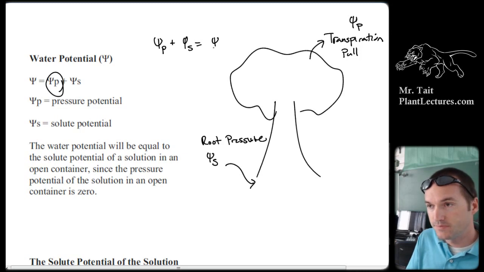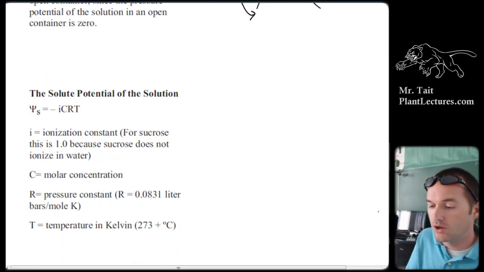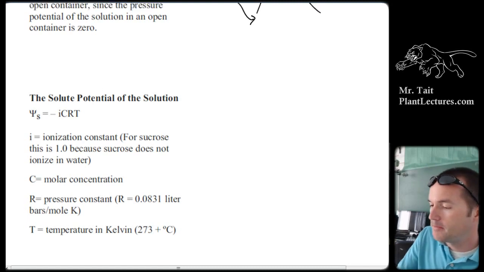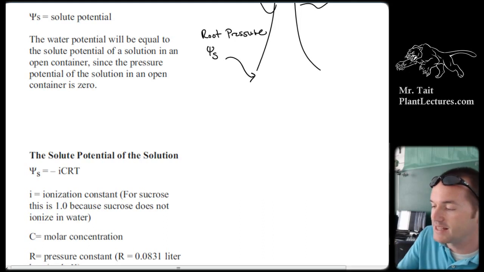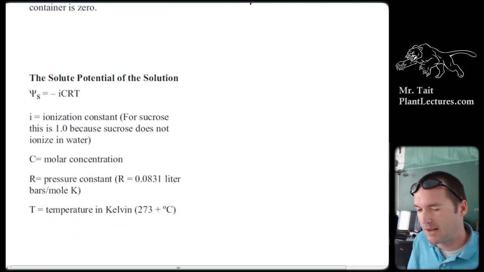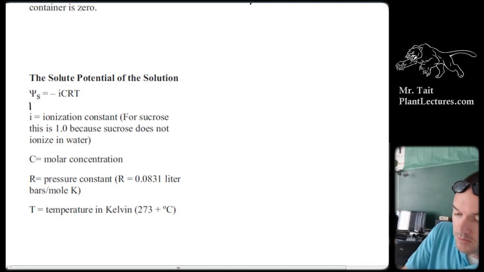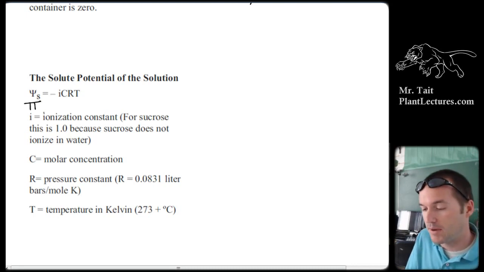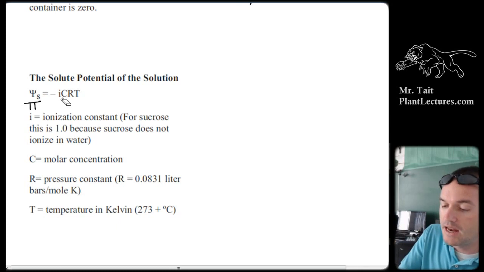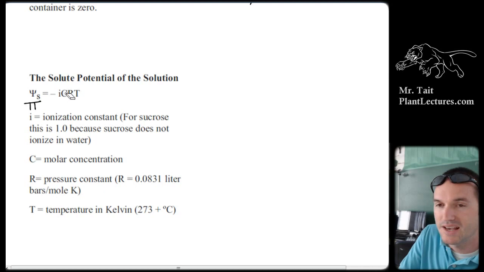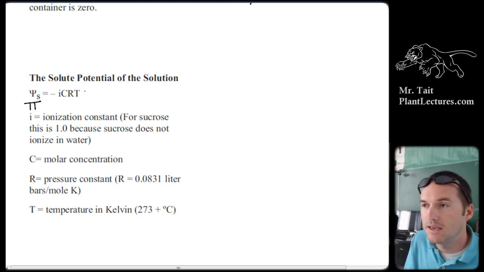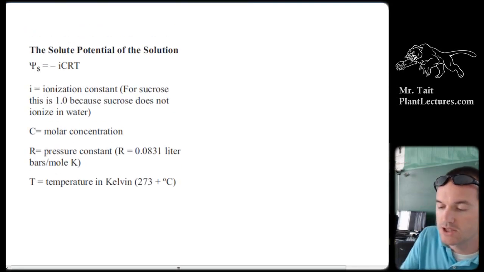Easy enough. If you've had AP chemistry, you could recognize this formula here. This formula represents how you would calculate psi sub s. Sometimes it's also called osmotic pressure. And so if it's representing osmotic pressure, they use a symbol that looks like pi, but it's giant. And then you have this negative iCRT thing, where i is the number of ions, C is the molarity, R is the ideal gas constant, and T is the temperature in Kelvin, right? So you just plug and chug. Questions over those?